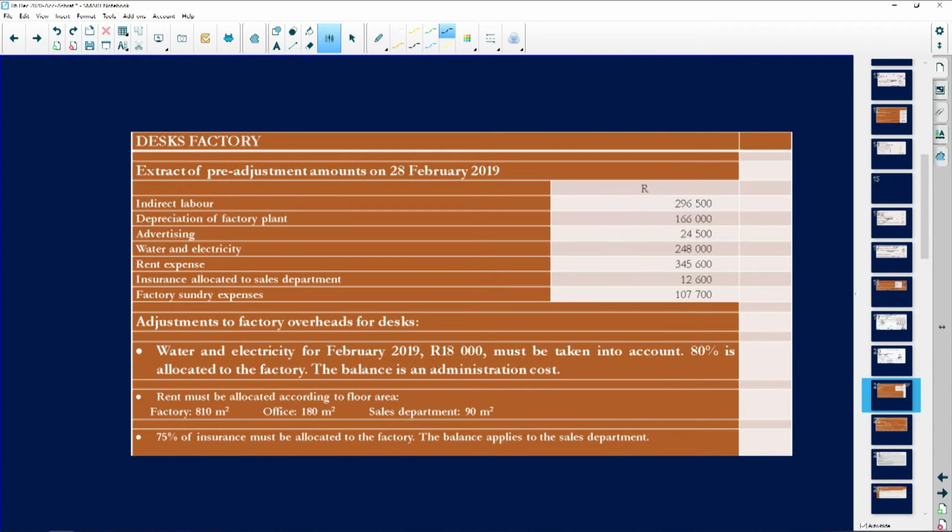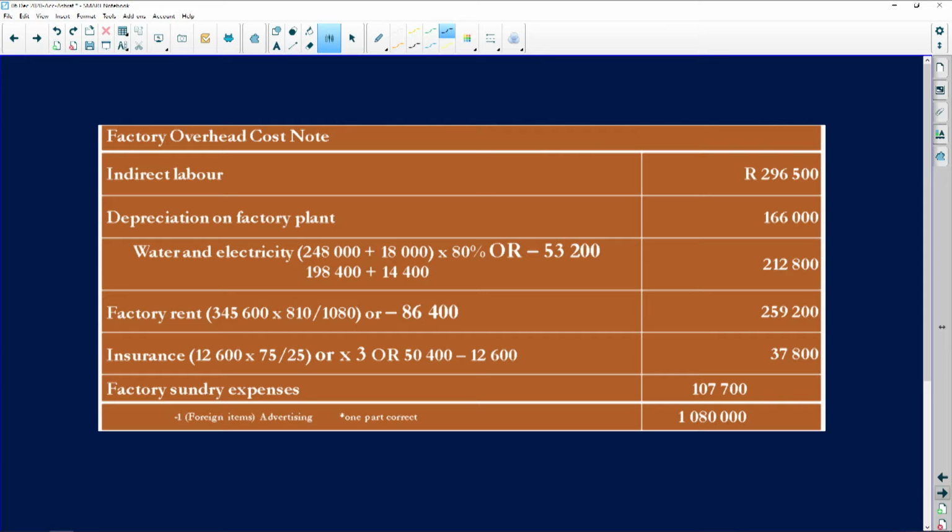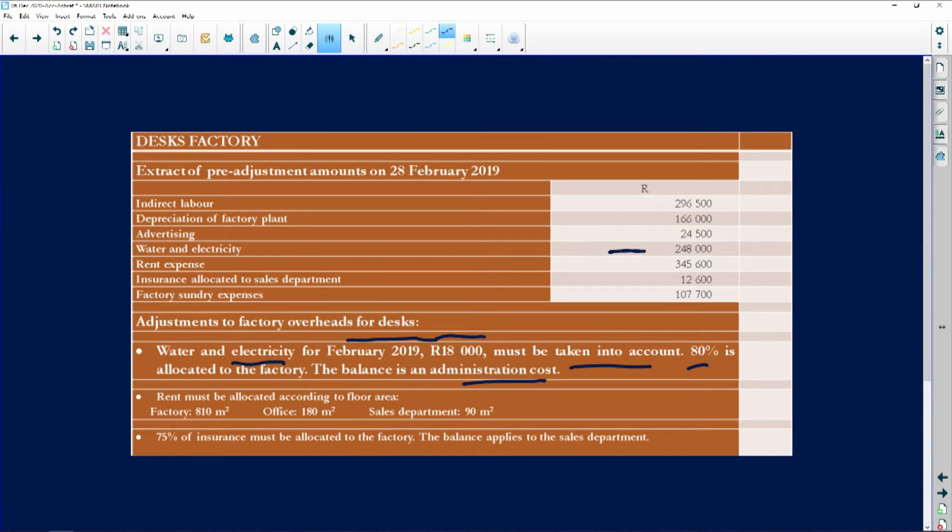Let's take the first adjustment, and it says, water and electricity for February. Your water and electricity for February 2019, 18,000 Rand, must be taken into account. 80% is allocated to the factory. The balance is an administration cost. Okay, now we want to do that calculation. So immediately you go to your answer book, right? You bring in your water and electricity, bring in the figure that's given to you as a starting figure, 248,000. Okay, so here we go.